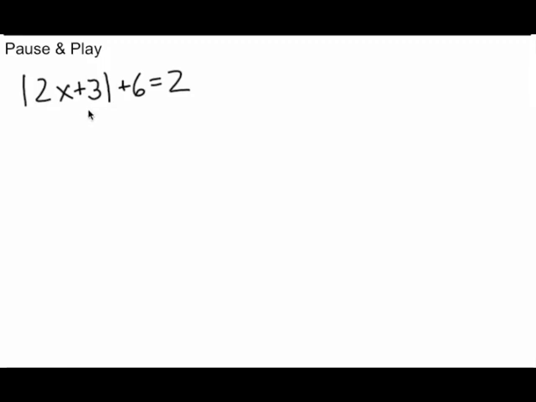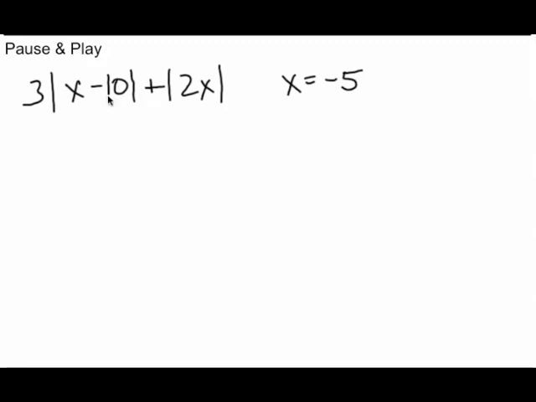All right, let's try this one. Absolute value of 2x plus 3, plus 6, is equal to 2. So go ahead and pause. All right. First, we're going to rearrange this a little bit. I'm going to subtract 6 from both sides. So I have absolute value of 2x plus 3 equals negative 4. Well, absolute value of something can't be equal to something negative, so in this case, we have no solution.